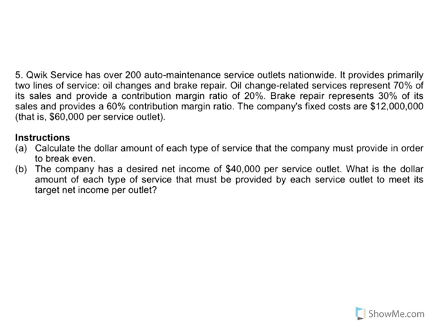Question 5. Quick Service has over 200 auto maintenance service outlets nationwide. It provides primarily two lines of services: oil changes and brake repair. Oil change related services represent 70% of its sales, and it provides a contribution margin ratio of 20%. Brake repair, the other product, represents 30% of its sales and provides a 60% contribution margin ratio. The company's fixed costs are $12 million. That is $600,000 per service outlet.